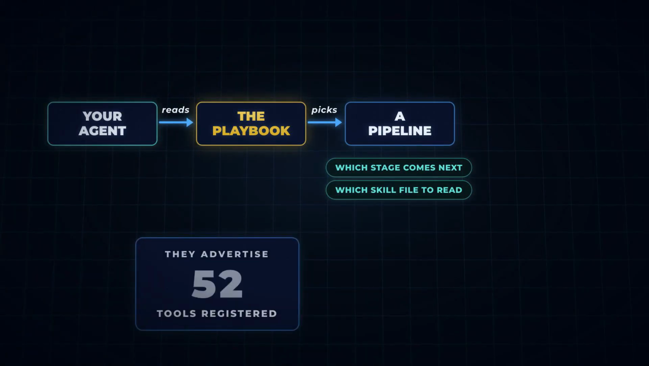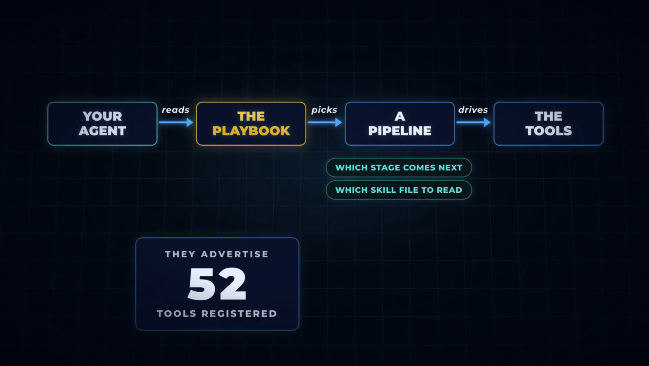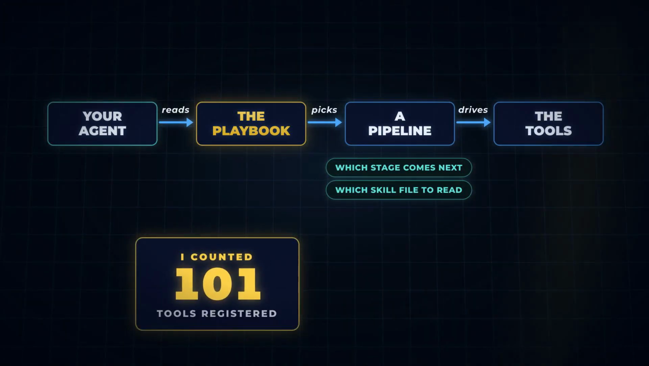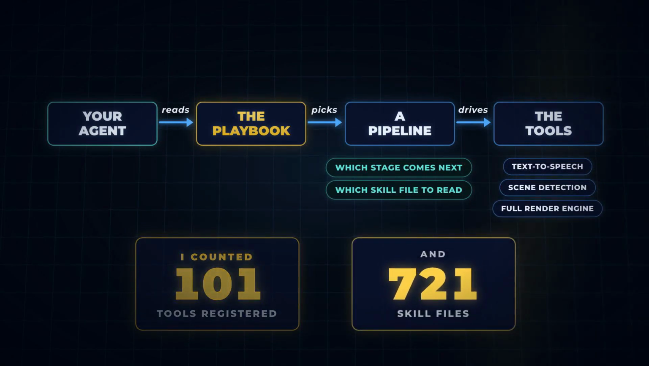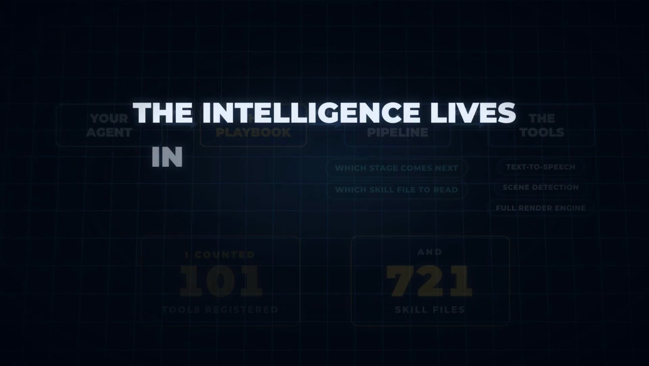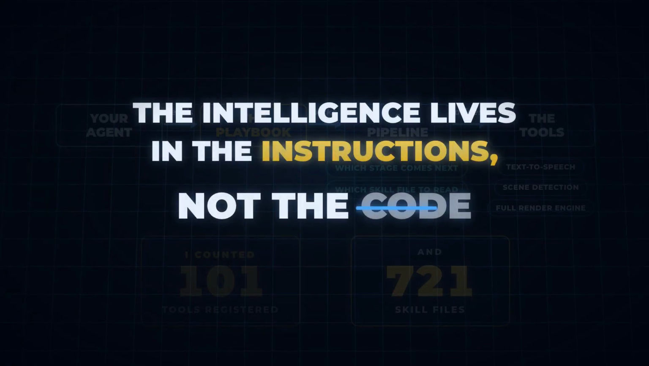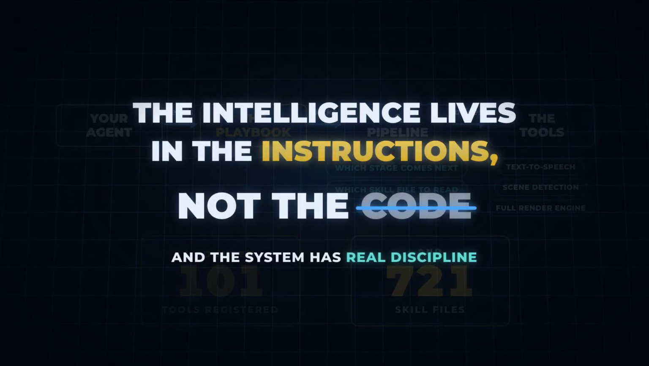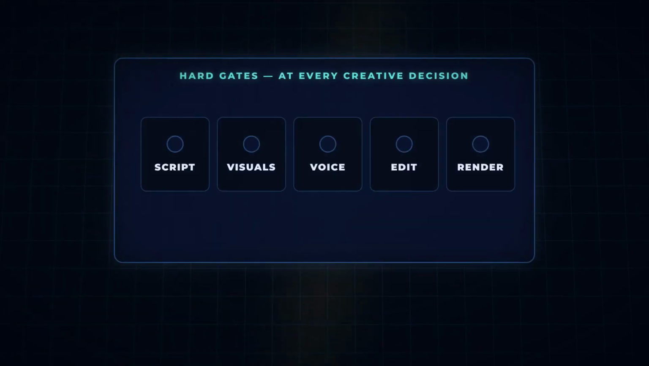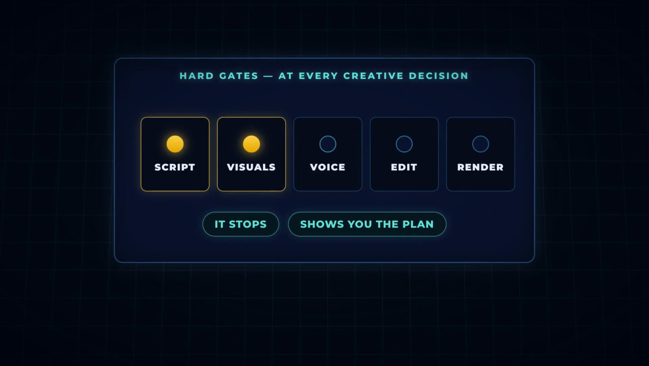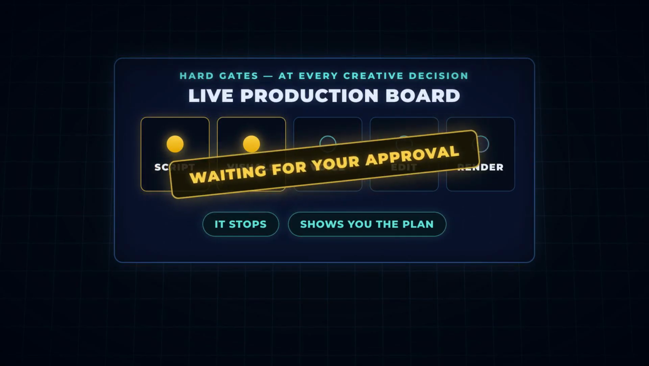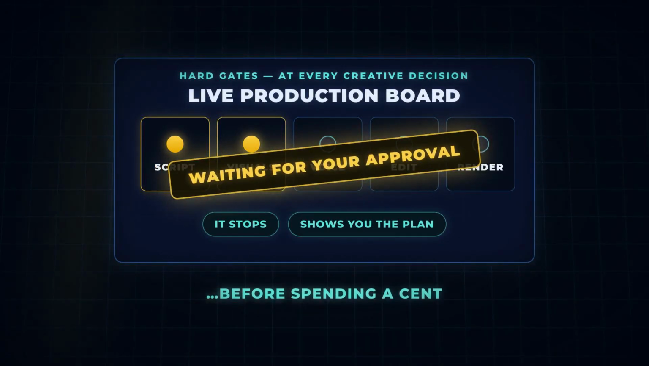The repo advertises 52 tools. I actually counted, and there are 101 registered in there. Everything from text-to-speech to scene detection to a full render engine, 721 skill files. The intelligence lives in those instructions, not in the code. And the system has real discipline. At every creative decision, the script, the visuals, it stops, shows you the plan on a live production board, and waits for your approval before spending a cent.